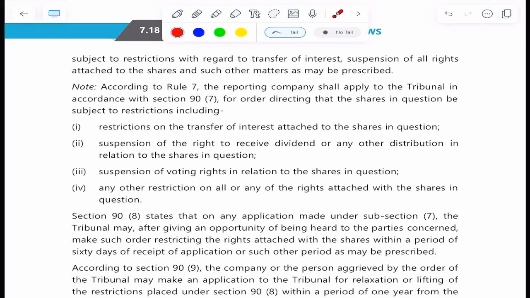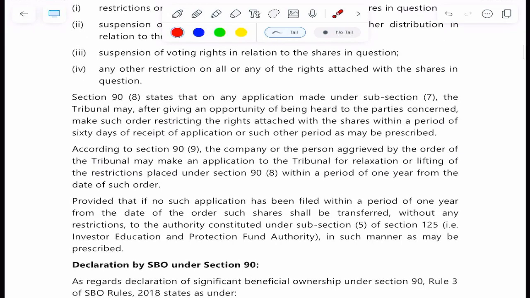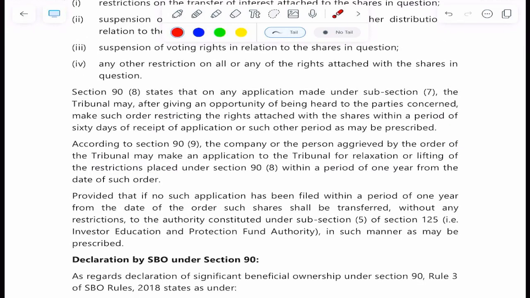Section 98 states that on any application made under subsection 7, the tribunal may, after giving an opportunity of being heard to the parties concerned, make such order restricting the rights attached with the shares within a period of 60 days of receipt of application or such other period as may be prescribed.